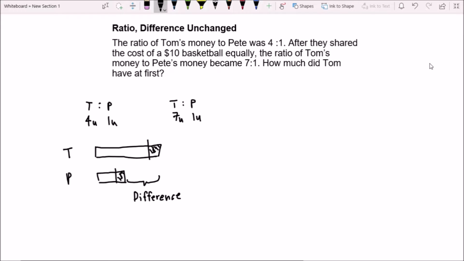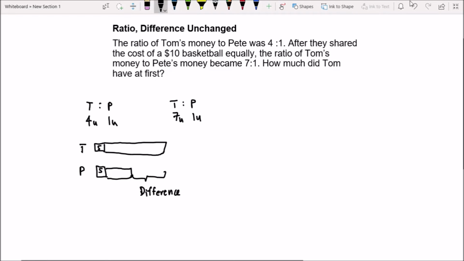Now, it's not so easy to see how the difference between Tom and Pete changes when you take away $5 from the right side of the models. But if you take away $5 from the left side of the models, it becomes a lot more obvious that the difference remains the same. Notice that if an equal amount was added to each, the difference will also be unchanged.